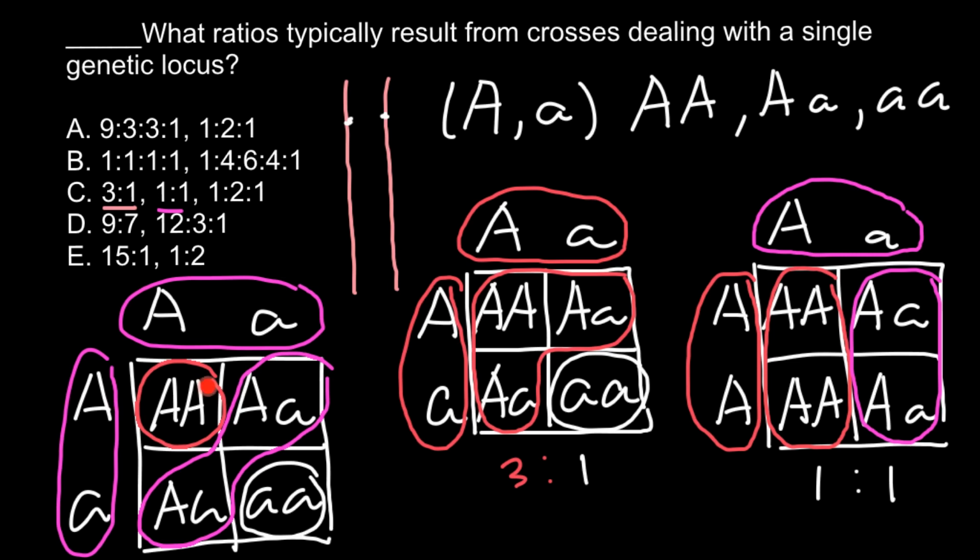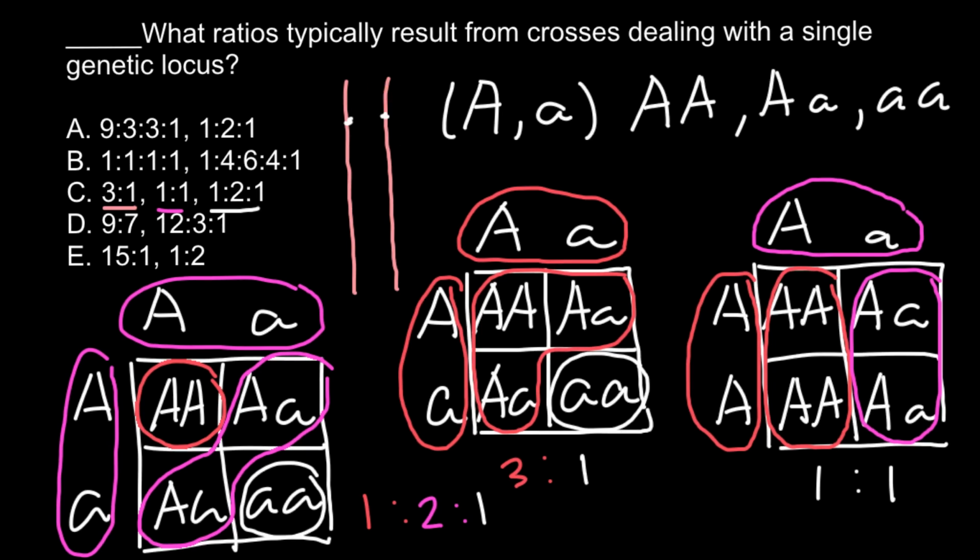So as you see, the ratio here is also 1 to 2 to 1. So 1 red to 2 pink to 1 white. So this was the last example with two alleles and one locus.